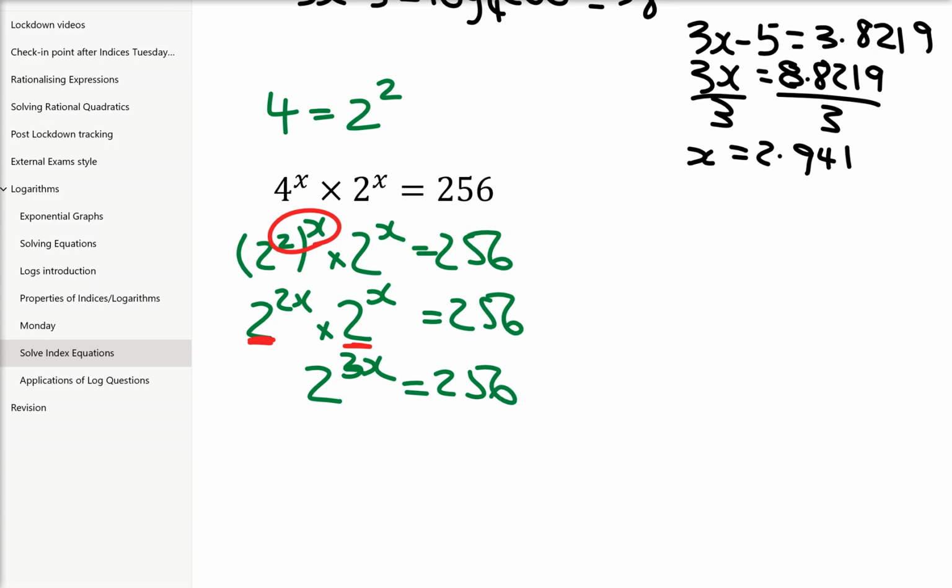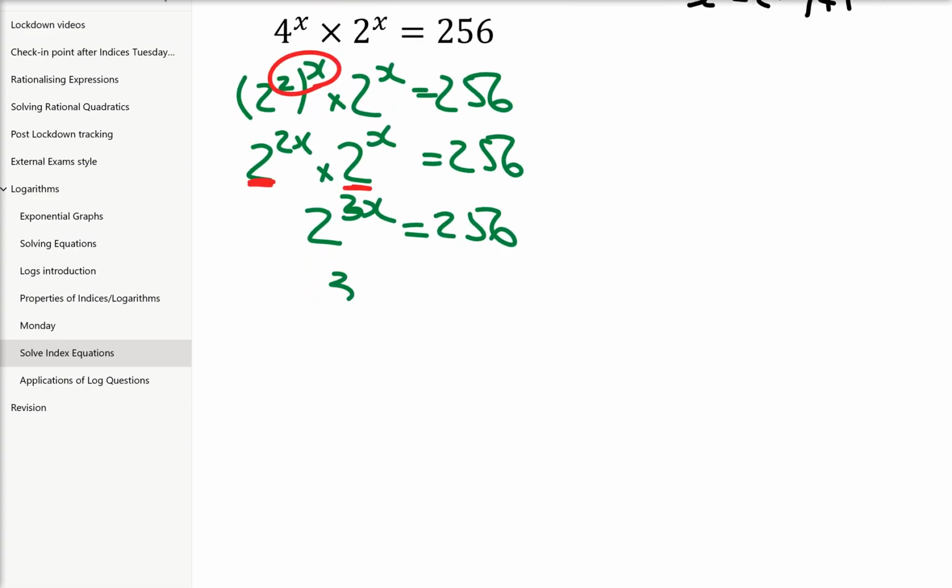Can you see that? And from there, that's when you do your logs. So now 3x equals log to the base 2 of 256. That gives you an answer of 8. So 3x equals 8. So x equals 8 over 3.